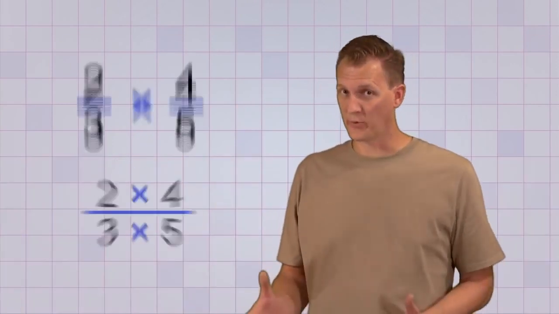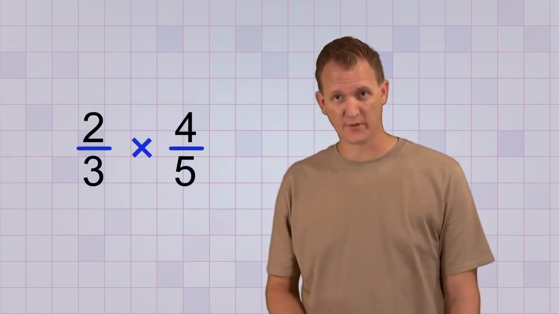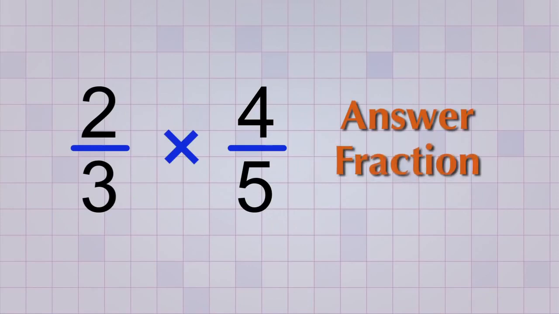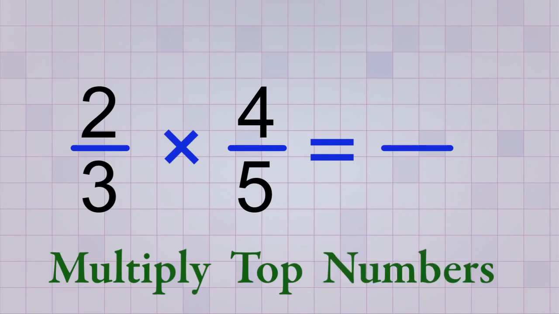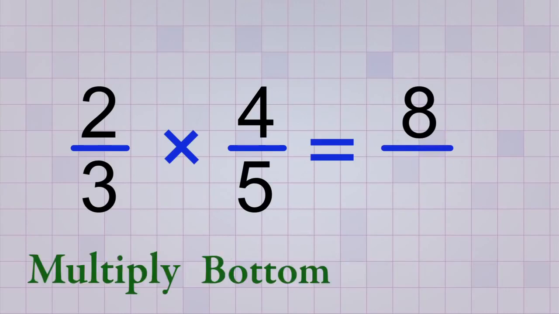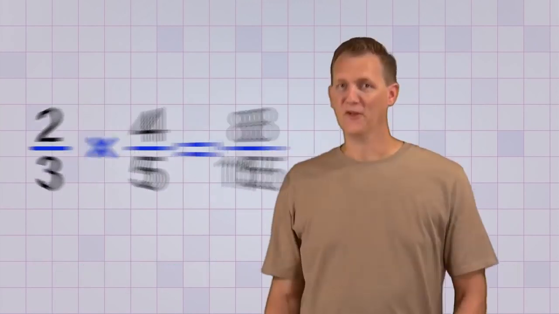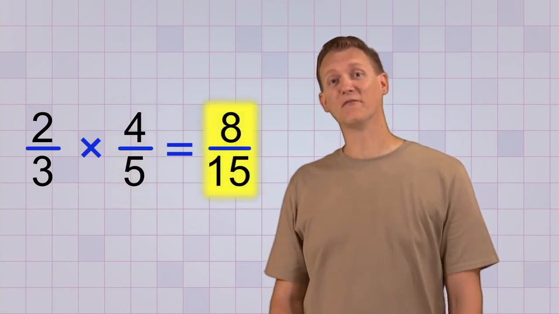Now we could rewrite the problem like we just saw, but that's not necessary as long as we remember the procedure. First, we know our answer is going to be a fraction, so let's go ahead and write a new fraction line for it. Next, we multiply the top numbers. 2 times 4 equals 8, so 8's the top number of our answer. And last, we multiply the bottom numbers. 3 times 5 equals 15, so 15 is the bottom number of our answer. There we have it. 2/3 times 4/5 equals 8/15.